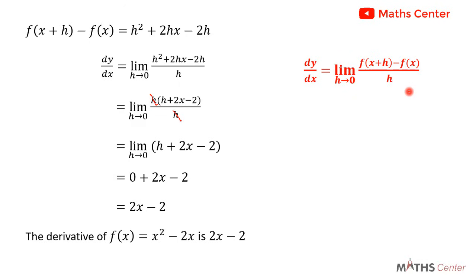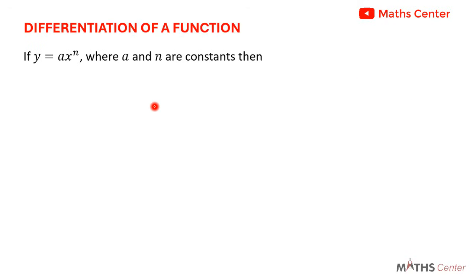In some questions, you may be asked to differentiate from first principles, but in other questions, you will just be asked to differentiate a function. And when you're asked to differentiate a function, you can use the general rule for differentiating the function. We are going to learn about that general rule and how to use it to differentiate a function. So you differentiate a function, but this time we are not going to differentiate from first principles.